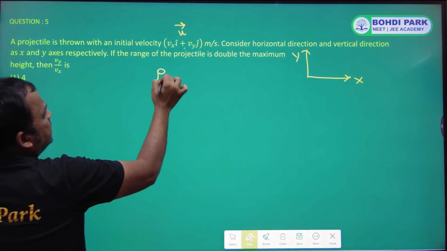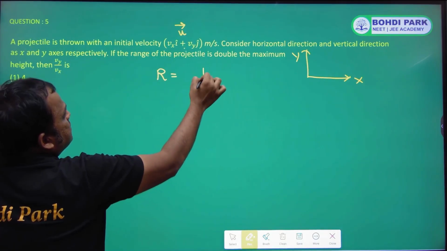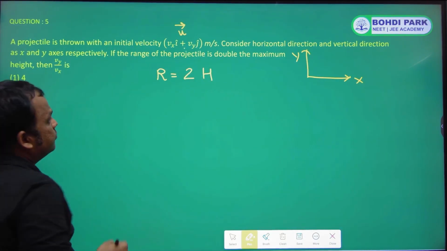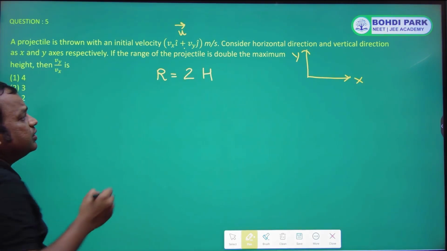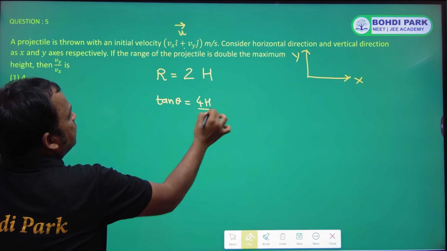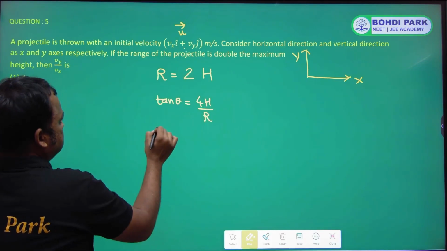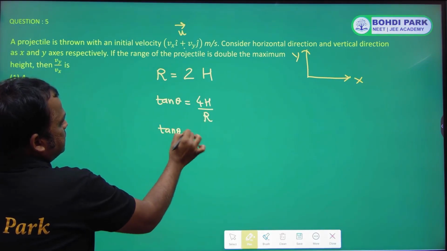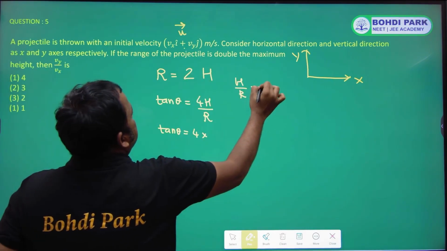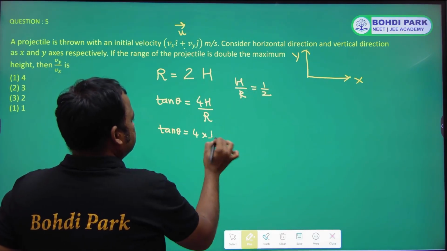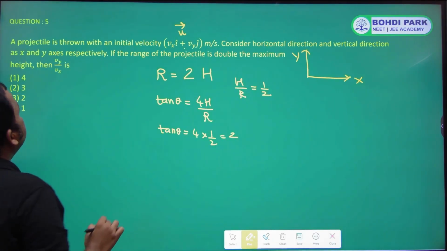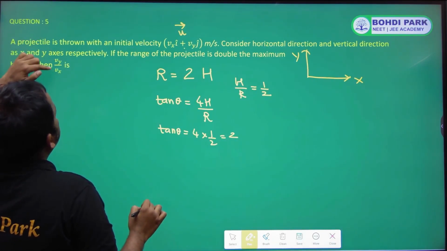So we know that range is r and the maximum height is h. So range is 2 times h. Now here we have a direct formula. Tan theta is equal to 4h by r. So tan theta is equal to 4 into h by r, which is 1 by 2. So tan theta is equal to 2. We have to find vy by vx.